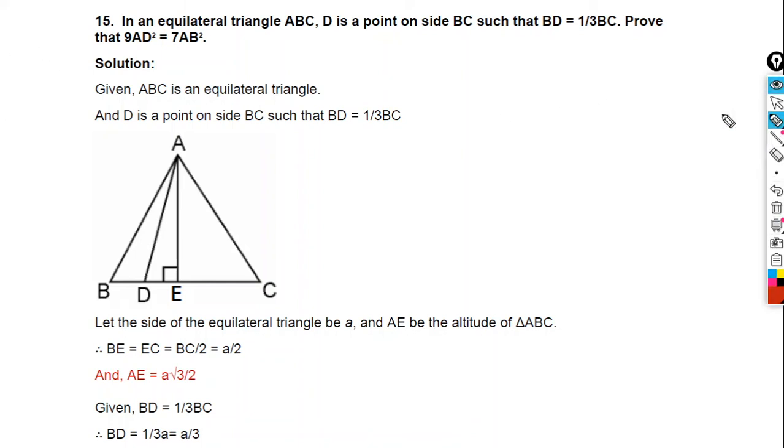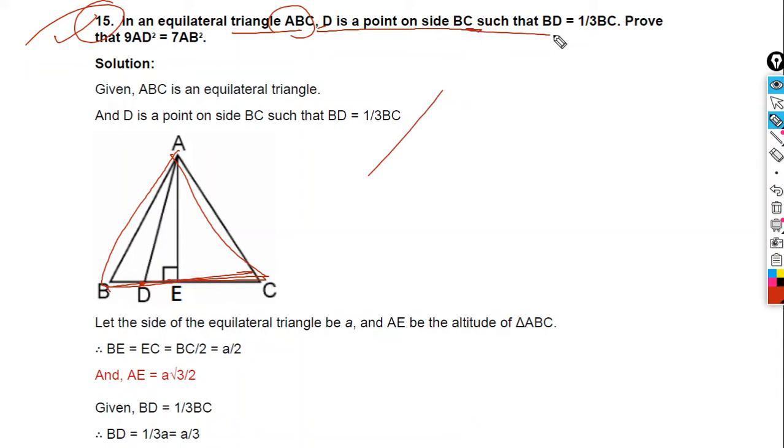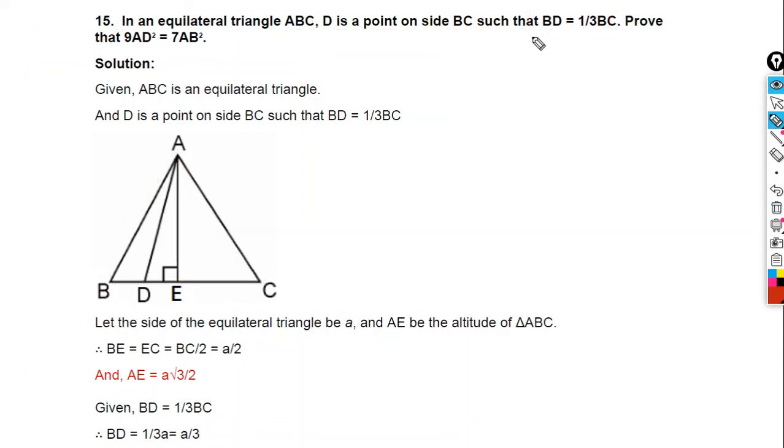So today we are going to discuss question number 15. In an equilateral triangle ABC, D is a point on side BC such that BD equal to 1 by 3 BC. So this BD is equal to 1 by 3 of total BC. Now prove that 9AD square equal to 7AB square.